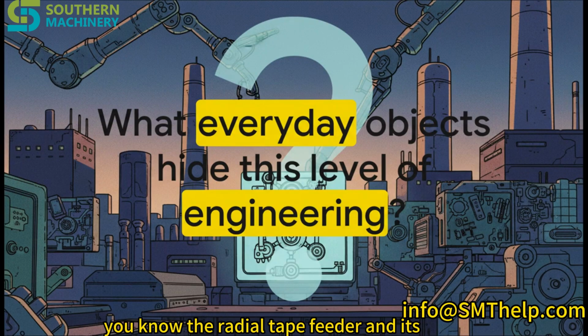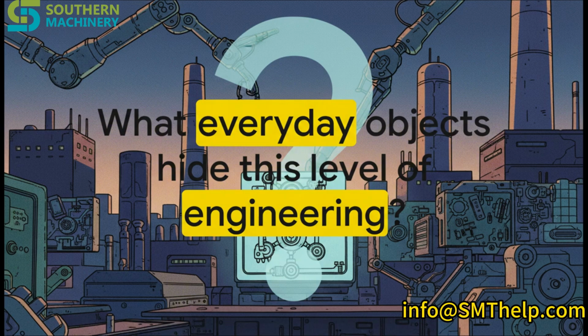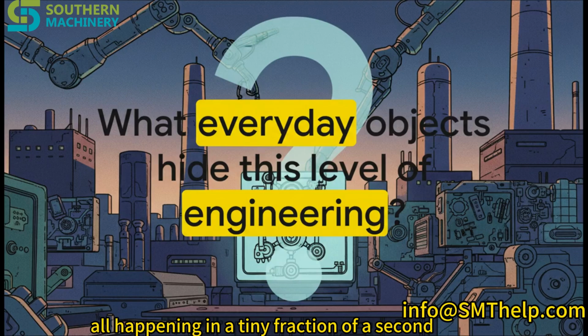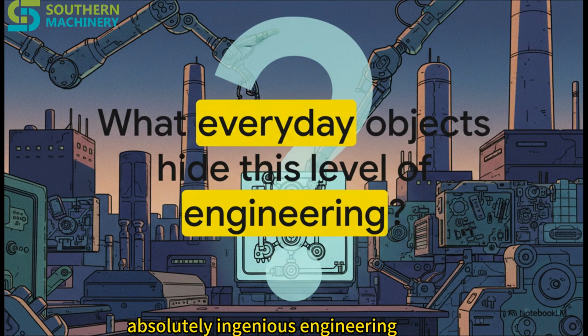You know, the radial tape feeder and its CCL mechanism are just such a beautiful solution to this really complex puzzle of movement and force and time, all happening in a tiny fraction of a second. It really makes you wonder, doesn't it? What other everyday objects that we use, that we see all the time, are hiding this same level of invisible, absolutely ingenious engineering?